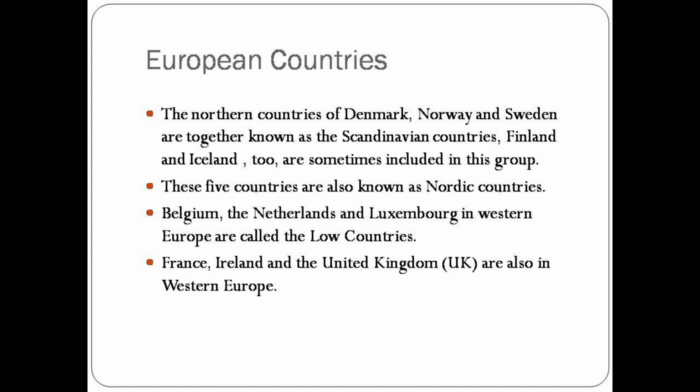Belgium, the Netherlands, and Luxembourg in Western Europe are called the Low Countries because of their low altitudes. In fact, the Netherlands is one of the lowest countries in the world. France, Ireland, and the United Kingdom are also in Western Europe.